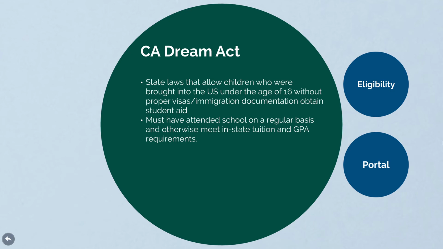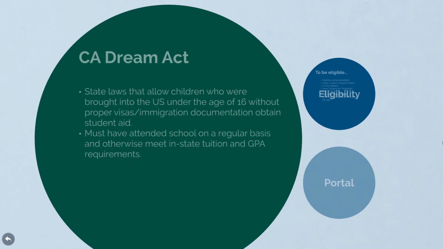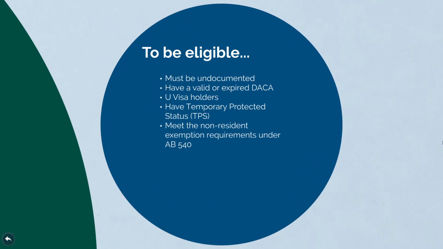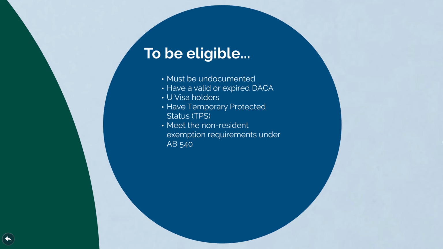Now, how do you know if you should be applying for the California Dream Act? It's very simple. If you are undocumented, if you have a DACA, if you have a U visa, a temporary protective status, or meet non-resident exemption requirements under AB 540, you qualify for the DREAM Act. So you do not use the FAFSA at all, you use the California DREAM Act application. Basically the list here provides an understanding of who should be completing these. It's only the people that meet one of these criteria on this list.